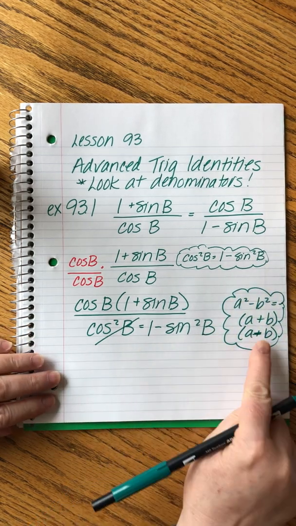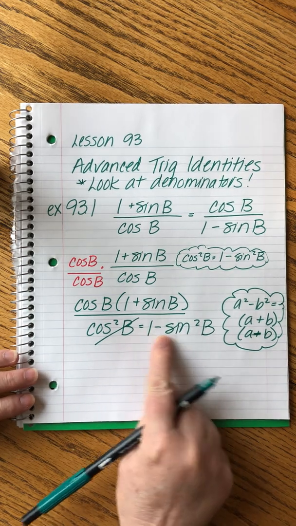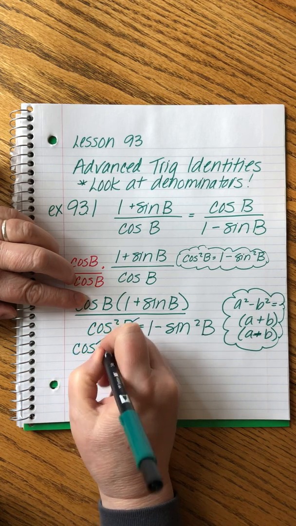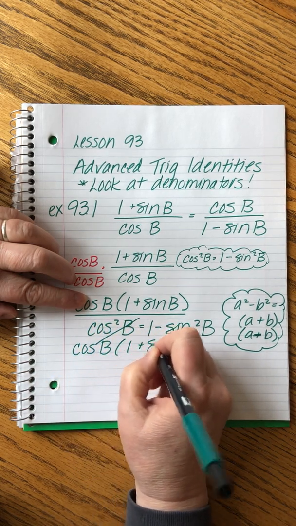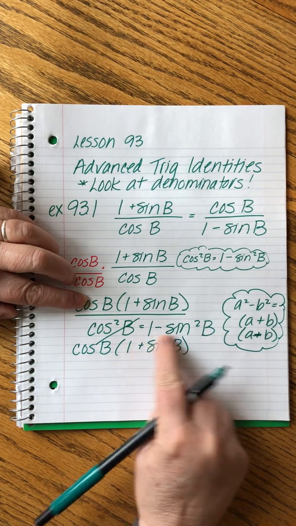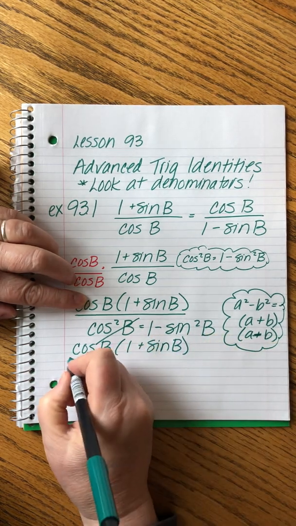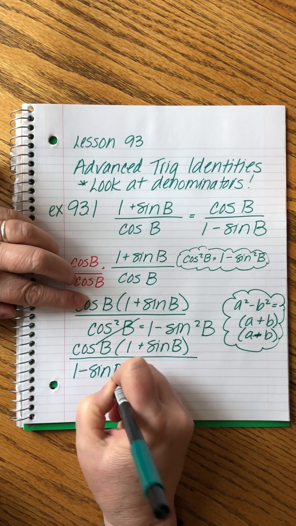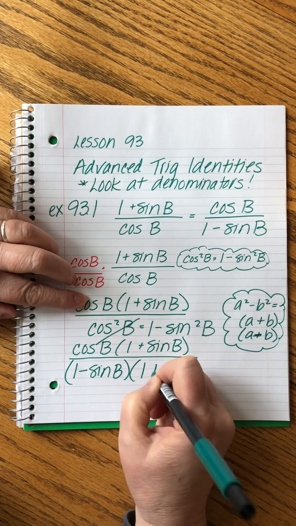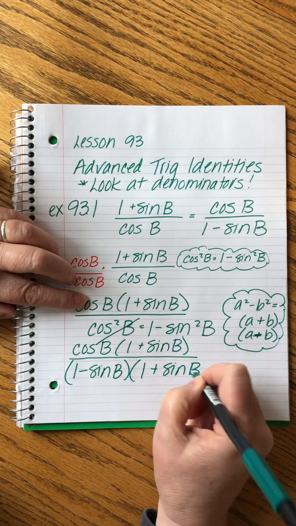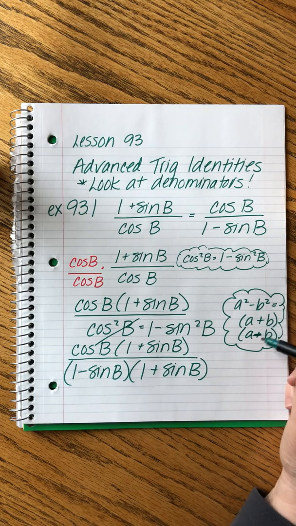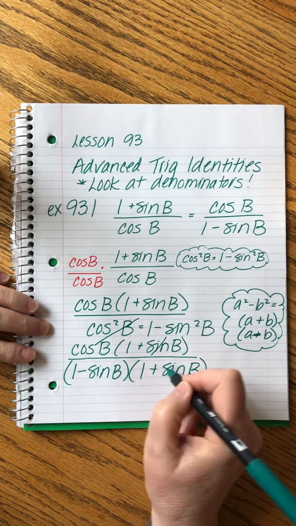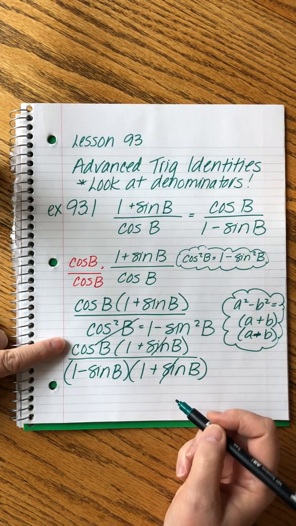Right? So now I'm going to use this factoring pattern on this. One's a perfect square and that's a perfect square. So I'm going to leave the top the same. Cosine of b times 1 plus sine of b. And then this, I'm going to factor using this. 1 minus sine of b, 1 plus sine of b. I can write it in either order, right? As long as I have a plus and a minus, I'm fine. It doesn't matter which one's first. Beautiful. Now I can cancel the pluses and look at my final answer.